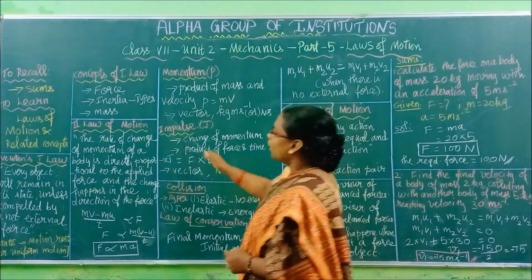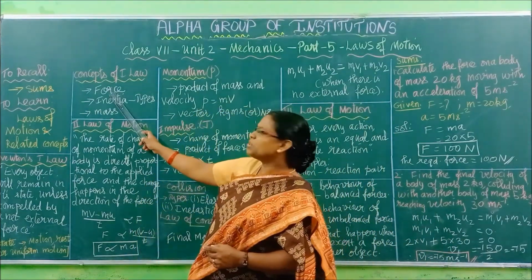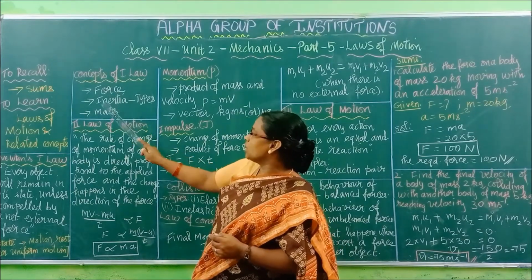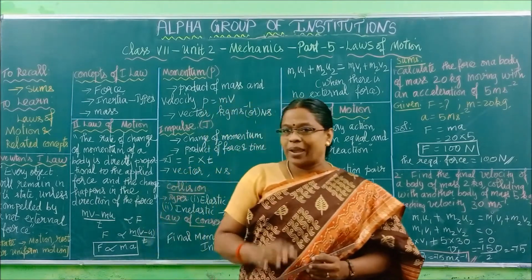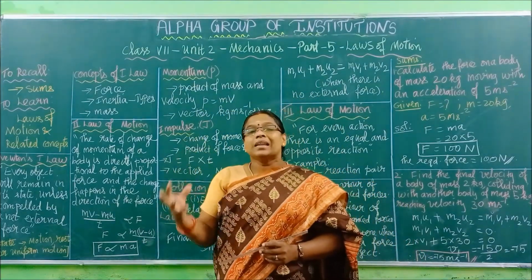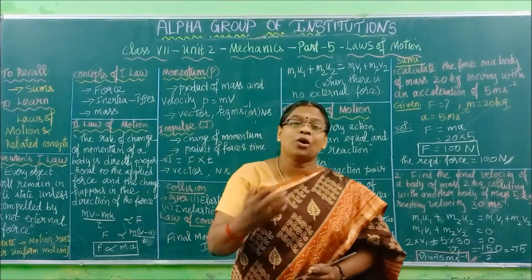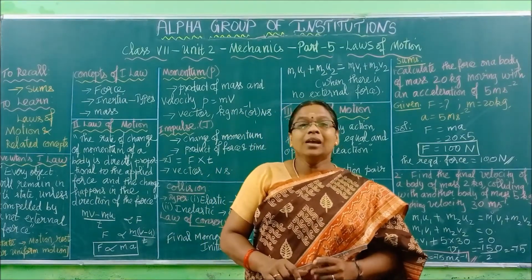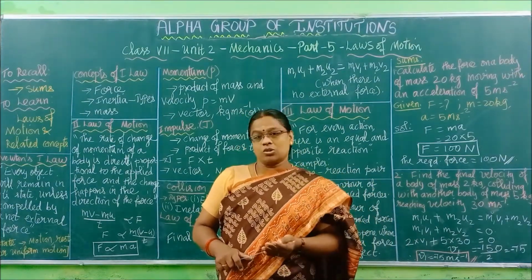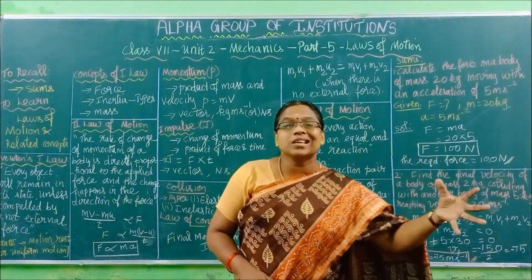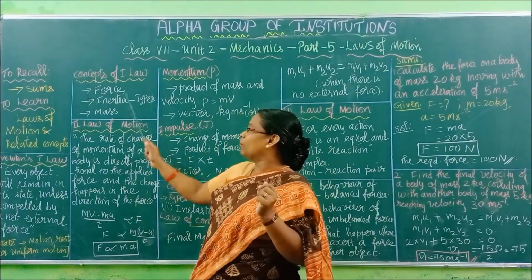Now, what are the concepts explained by the first law? The concepts explained are force, inertia and mass. Force I have explained just now. What is force? It is an external factor which changes the state of a body. The state may be rest, uniform motion or motion. So it is an external agency. Now first I'll explain mass and then I'll come to inertia.